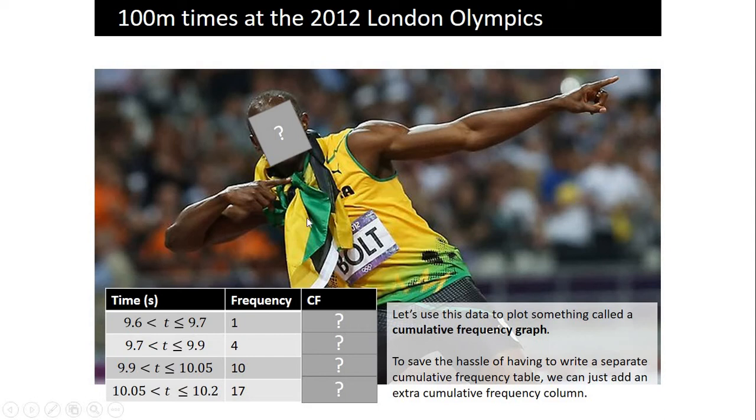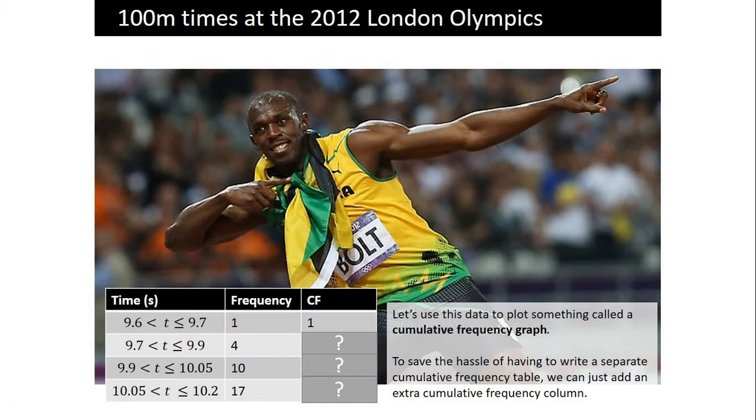Here we have some data for Usain Bolt and other athletes. These are the 100 metre times at the 2012 London Olympics. So we have times ranging between 9.6 and 10.2 seconds. So they're greater than 9.6, not equal to. There was 1 time between this interval, so the cumulative frequency for this will be 1.